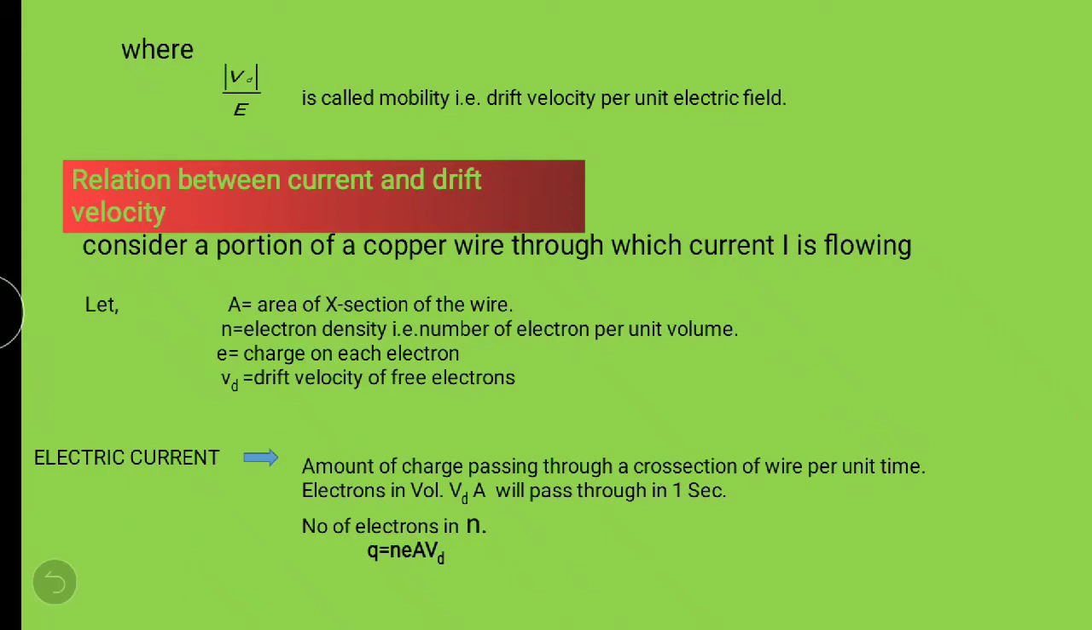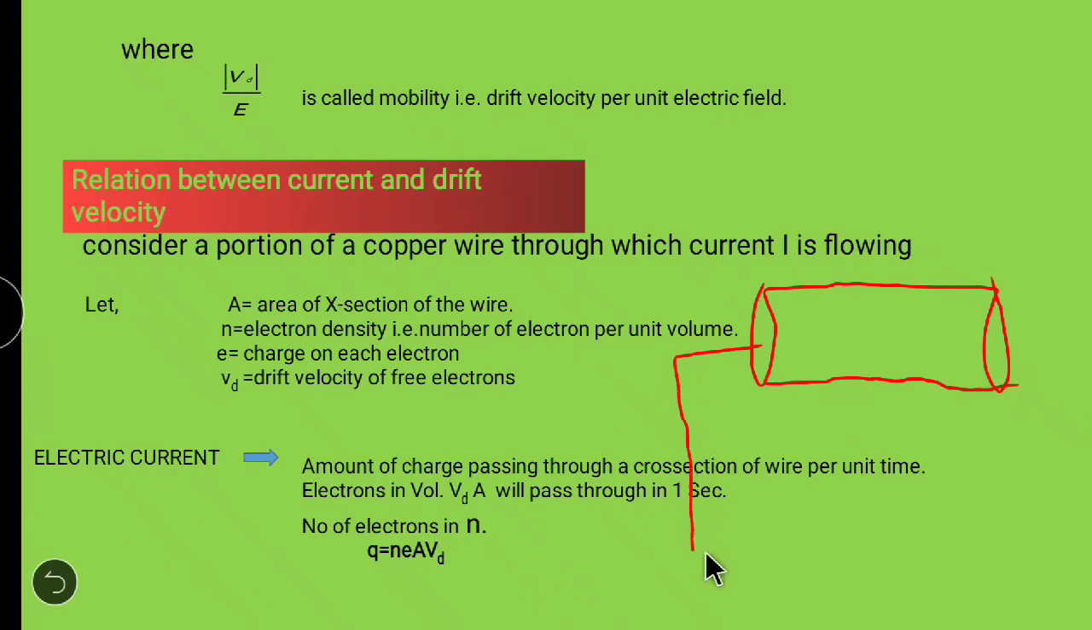Students, consider a portion of copper wire through which current I is flowing. So for explaining this concept, let us draw a diagram. Students, this is the diagram of a conductor. Let me draw it. I will draw the same diagram as I have drawn earlier. This is the conductor. This is the section of a wire, and we have connected it through a battery as I did earlier. So this is the positive terminal of the battery and this one is the negative terminal of the battery.